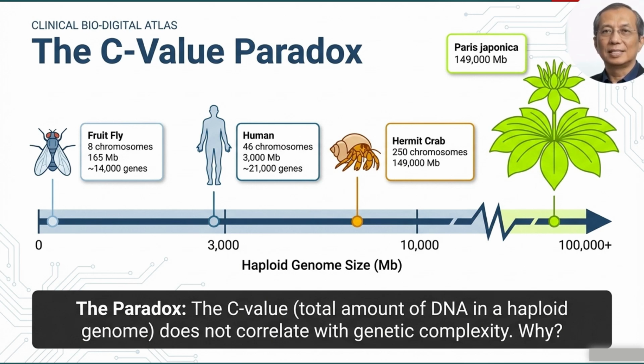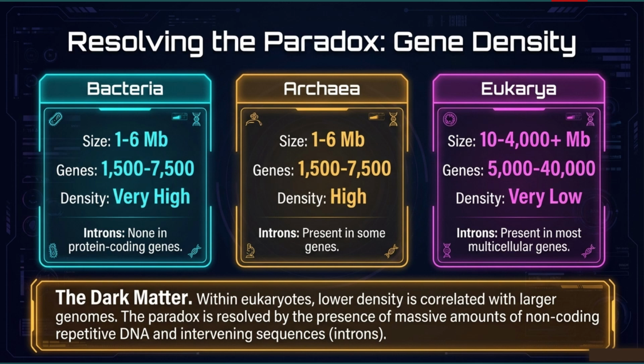If genome size doesn't directly equate to complexity, what accounts for these vast differences? The resolution to the C-value paradox lies in understanding gene density. When we compare bacteria, archaea, and eukarya, we observe significant differences. Bacteria and archaea generally have smaller genomes, 1 to 6 megabases, with very high to high gene density, meaning most of their DNA codes for proteins and introns are largely absent.